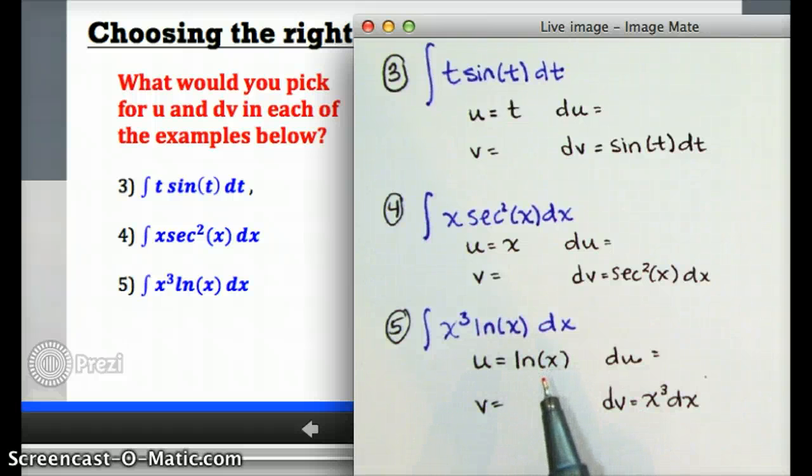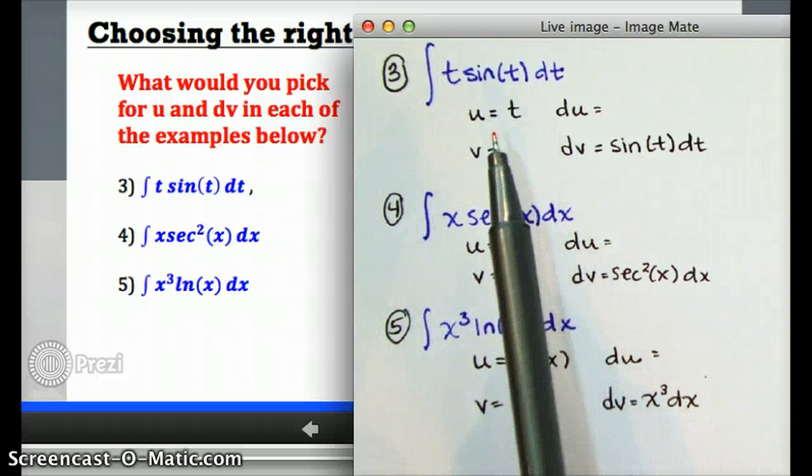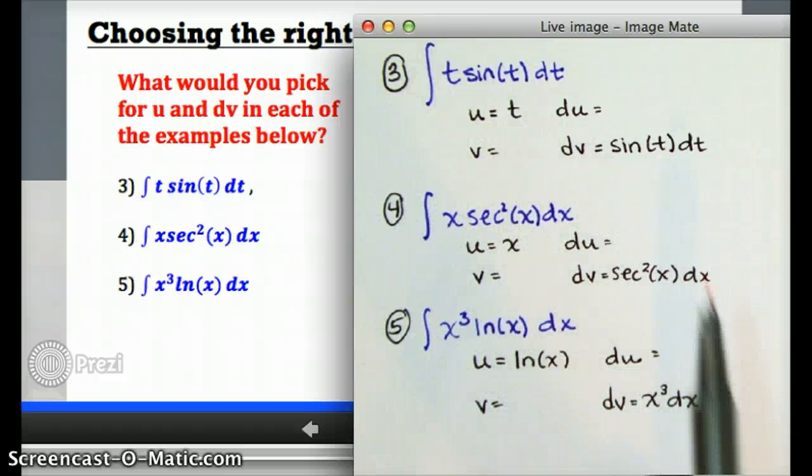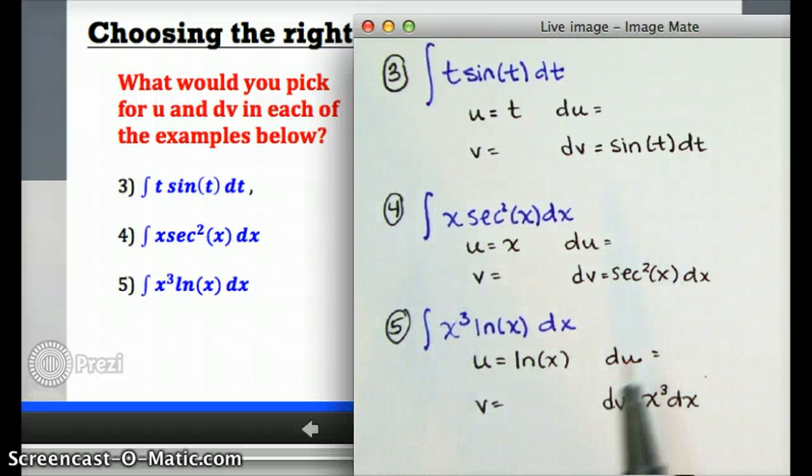So if I had tried to use ln for dv, I would have gotten stuck, and that's why I chose it for u instead. Now that you know the correct choices for u and dv for each of these 3 examples, see if you can use the integration by parts formula to finish evaluating all 3 of these integrals.